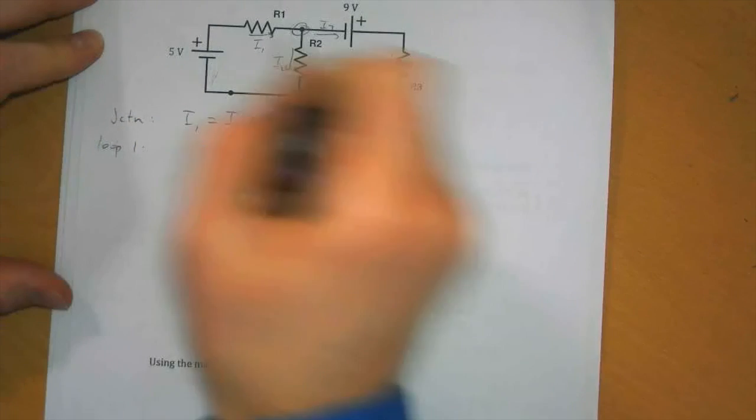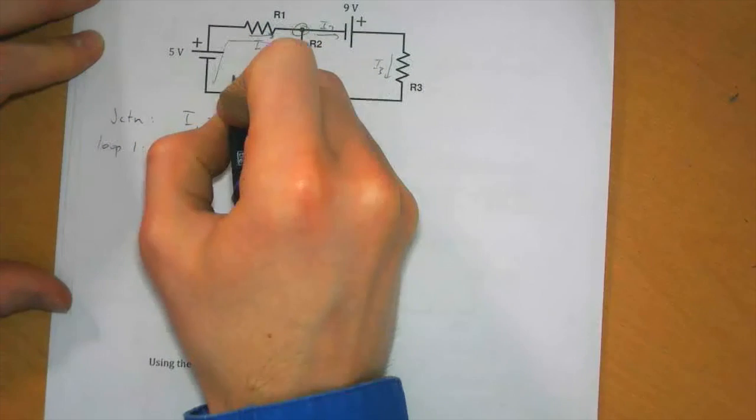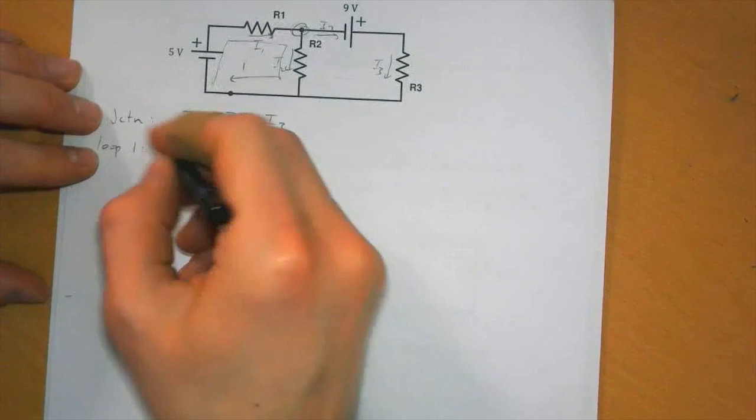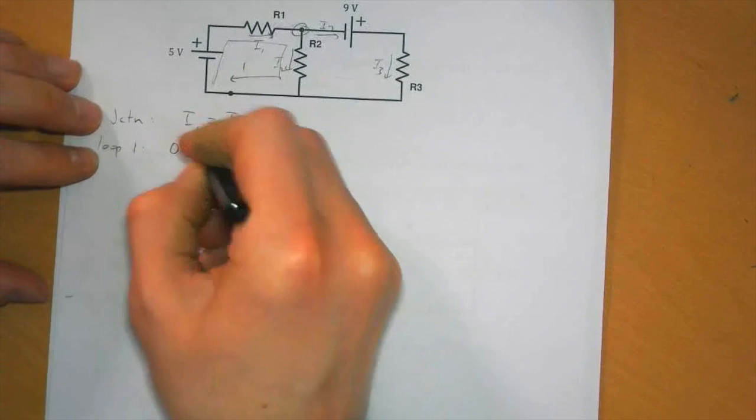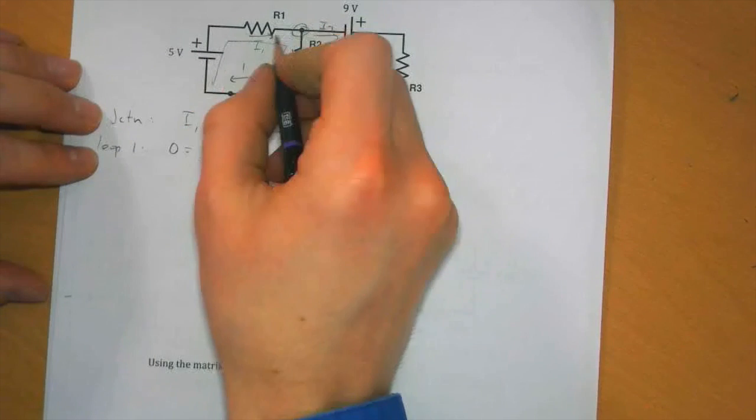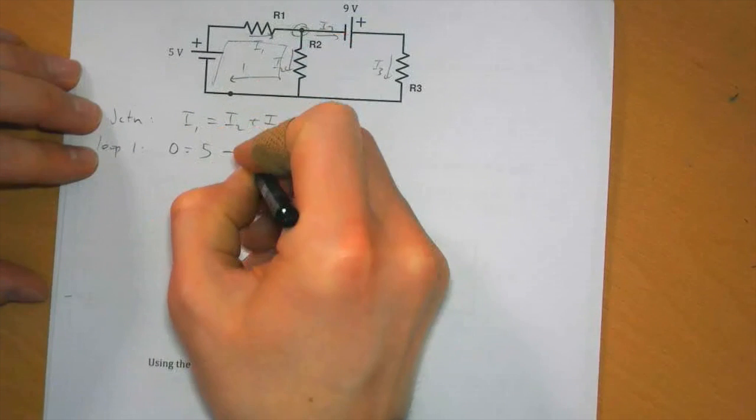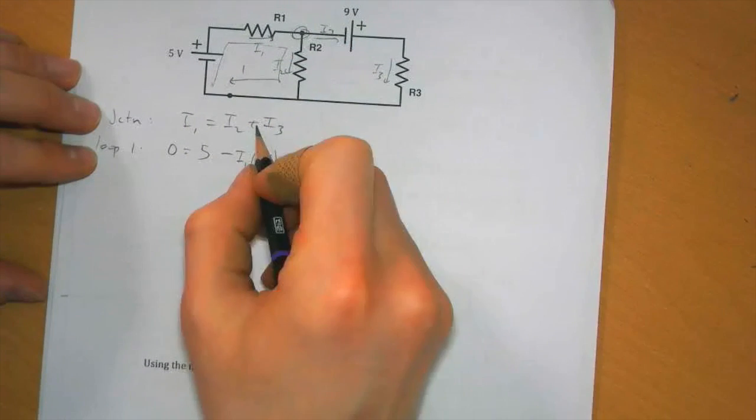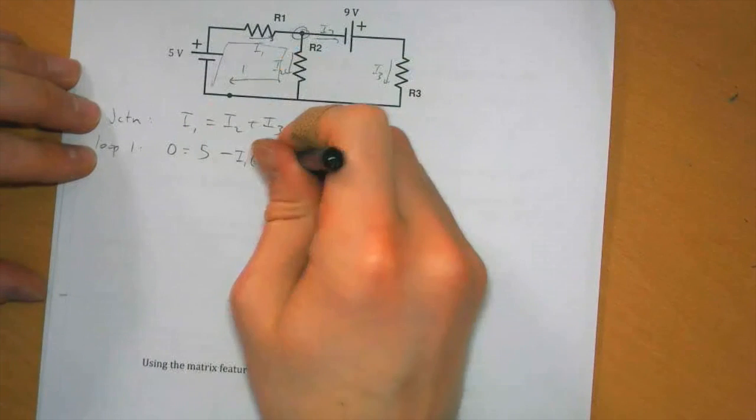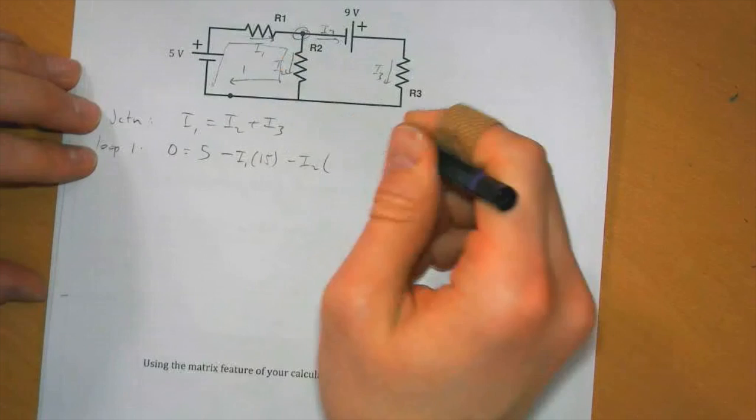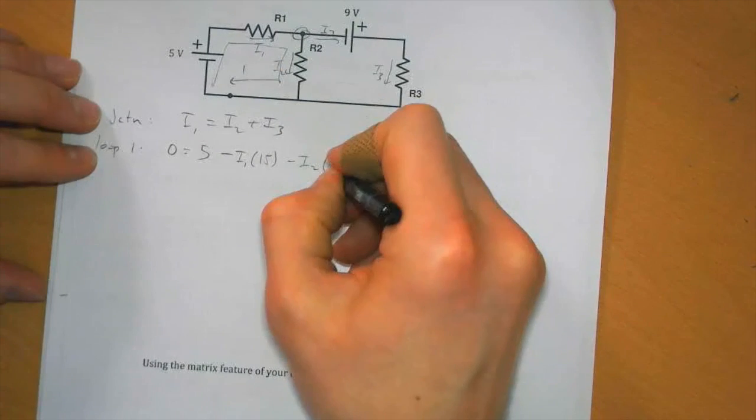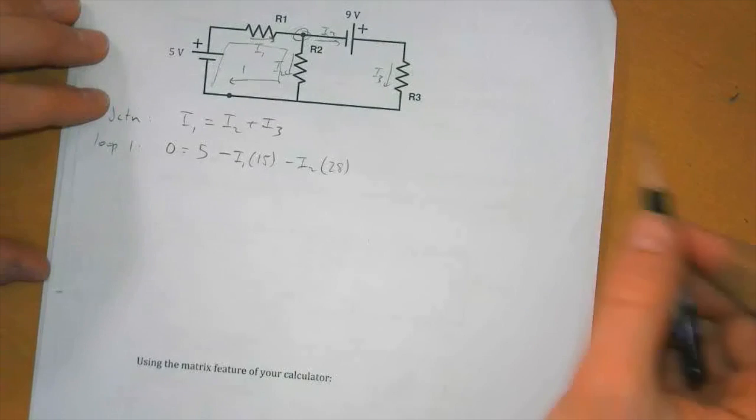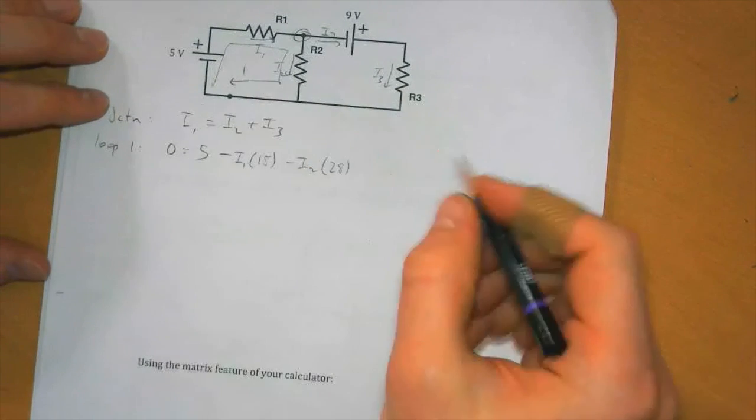Loop 1, I'll take this loop around over here. Call that loop 1. What happens? Starting here, we go through a battery, so our voltage increases by 5. Pass through a resistor, voltage drop: I1, R1, which is 15. Pass through this resistor, voltage drop in the direction of current: I2 times 28. And there's nothing else over here. That's one loop.